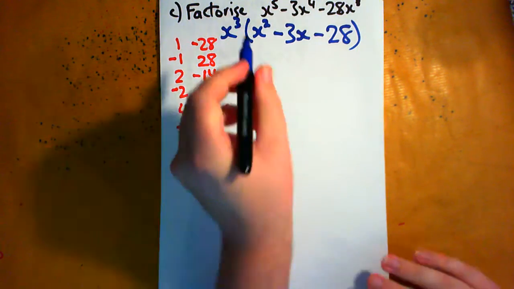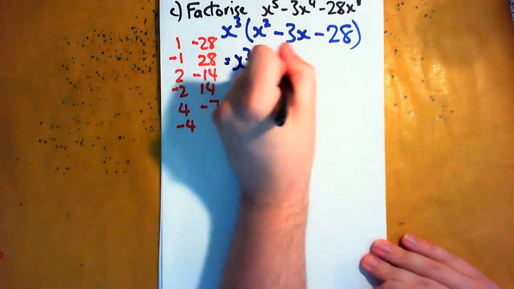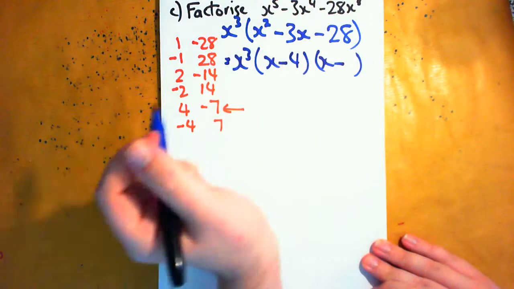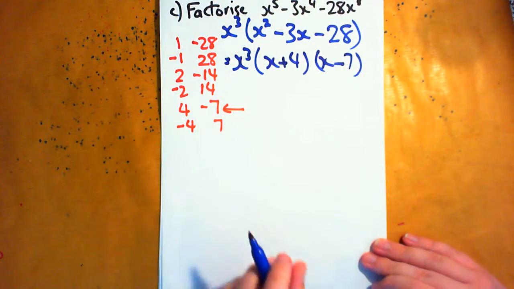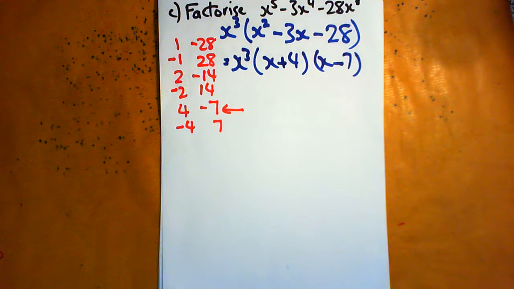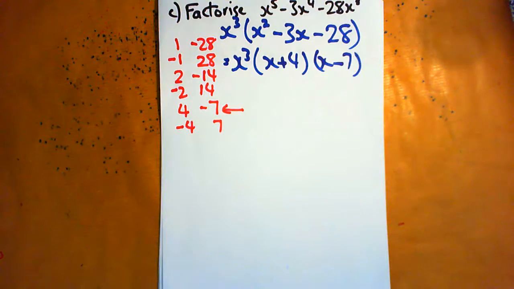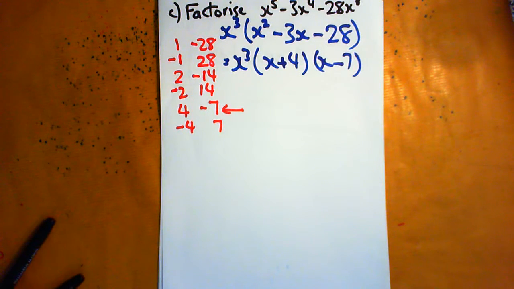So this will give you x cubed times x in two brackets minus 4 and plus 7. Other way around, plus 4 minus 7. So if we expand those two brackets out, we get x squared minus 7x plus 4x minus 28. And simplifying the middle terms here, you have a minus 4x plus a negative 7x, which gives you a negative 3x. And then multiplying the x to the power of 3 in gets you back to the starting expression, x to the 5 minus 3x to the 4 minus 28x cubed.